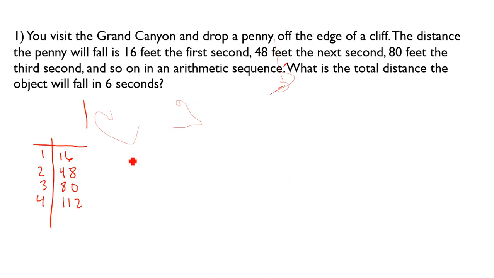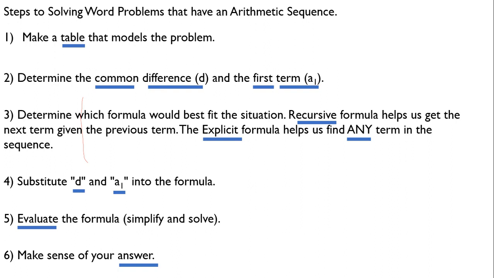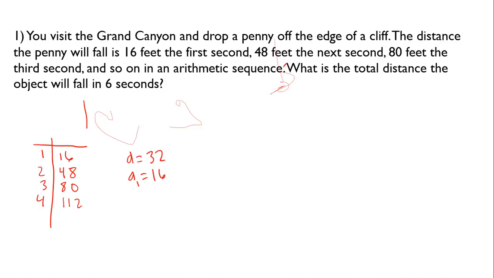After we make our table, it says to determine the common difference and the first term. Well, I think we kind of already did, right? We're adding 32 each time. Our first term is 16. Then we're going to figure out which formula we think would be better, evaluate it, and see if it actually makes sense. With this one, we're only trying to go to the sixth term. We already have the first four, so I think this would be a good opportunity to use the recursive formula. We know that it is a sub n equals a sub n minus 1 plus our common difference.